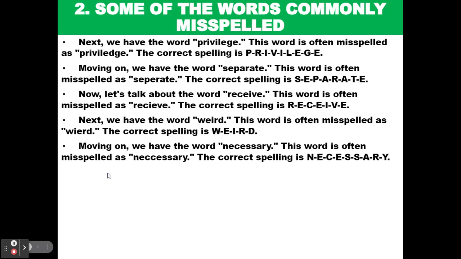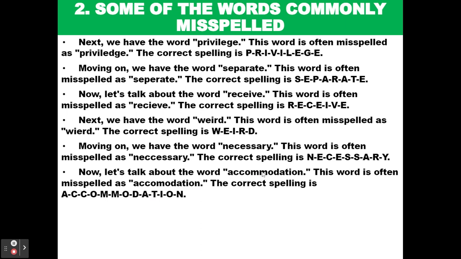Moving on, we have the word necessary. This word is often misspelled as NECCESSARY. The misspelling comes when you double the C, it should have one C and double S. The correct spelling of necessary is NECESSARY, necessary.